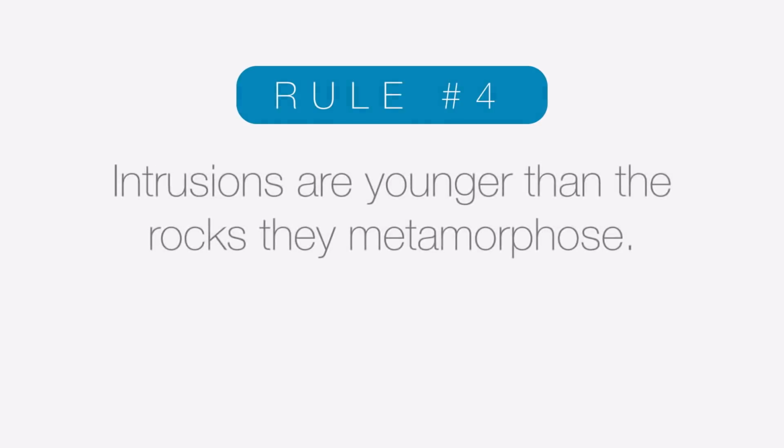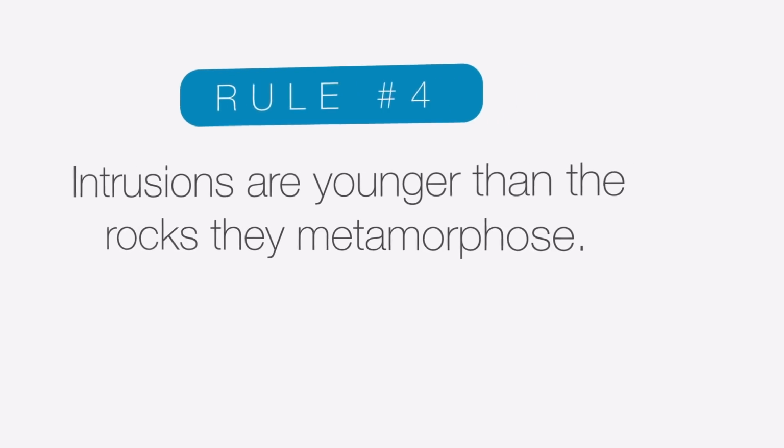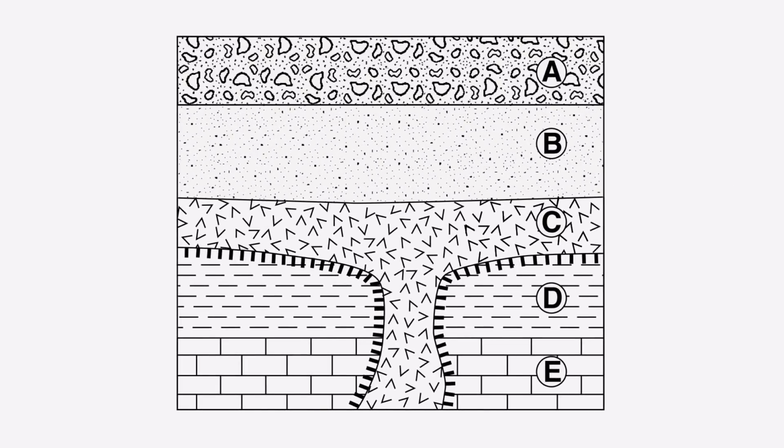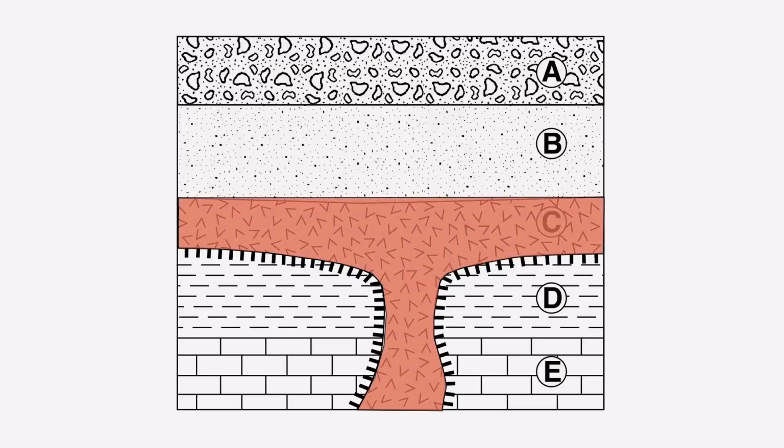For example, rule number 4 involves intrusions, and it says that an igneous intrusion will always be younger than the rock that it affects or the rock that it metamorphoses. So let's take a look at this sequence right here. Now what you notice is this area right here, and this is an igneous intrusion. That means that at some point in history, magma, melted rock, molten hot rock, forced its way up through some of the layers and then solidified into solid igneous rock.